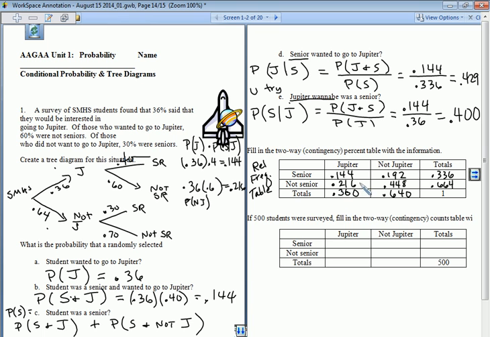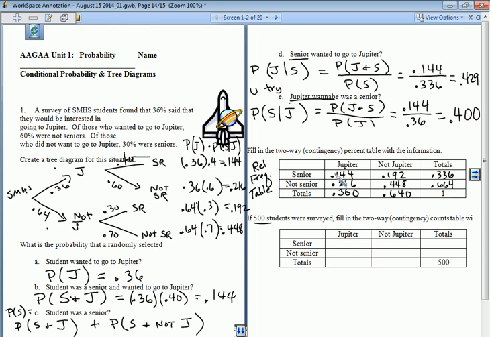All right, down here, this would be not Jupiter senior, and that would be 0.64 times the 0.3, and that gave us the 0.192. That's where this number comes from. And then the last one would be the 0.64 times the 0.7, and this gives us 0.448, and that's where this number comes from. And then we add them all up, and did they work? Yes, they did.